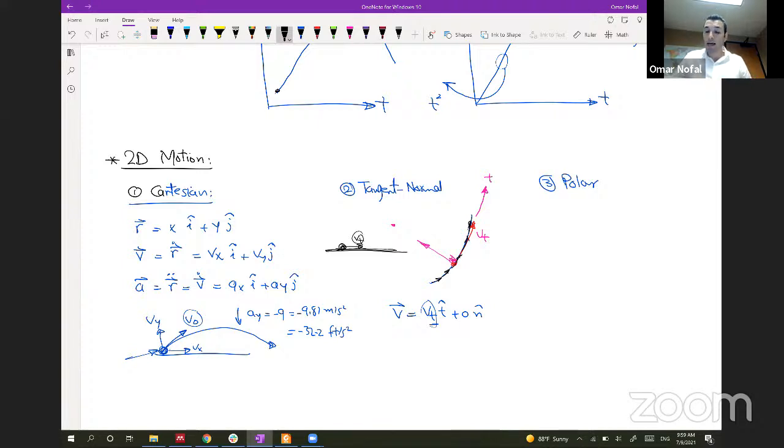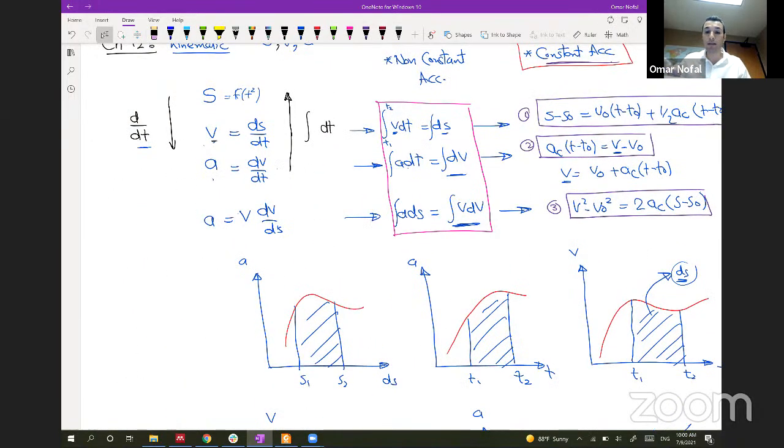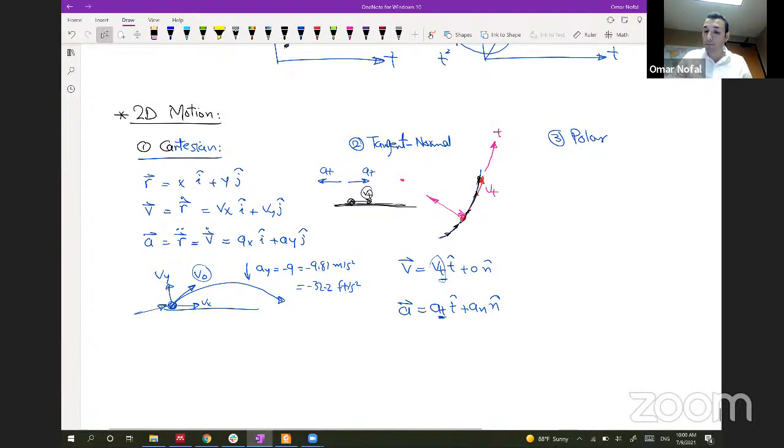Like that. And for the acceleration, you will have two types of acceleration: A tangent in the T hat plus A normal in the N hat. A tangent corresponds to the 1D acceleration. Sometimes the A tangent could be in this direction or it could be in this direction. So the A tangent and the V tangent can be dealt with as 1D motion, and we can apply all of the 1D equations in the tangent direction. So this is for the tangent direction.